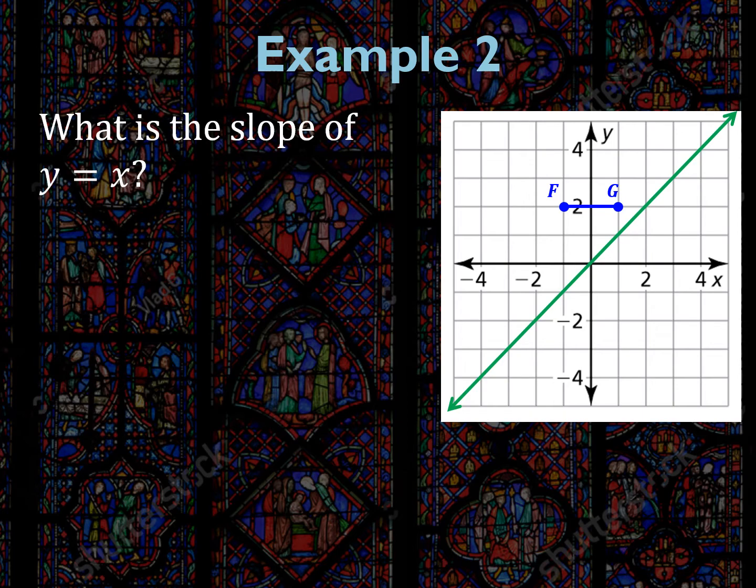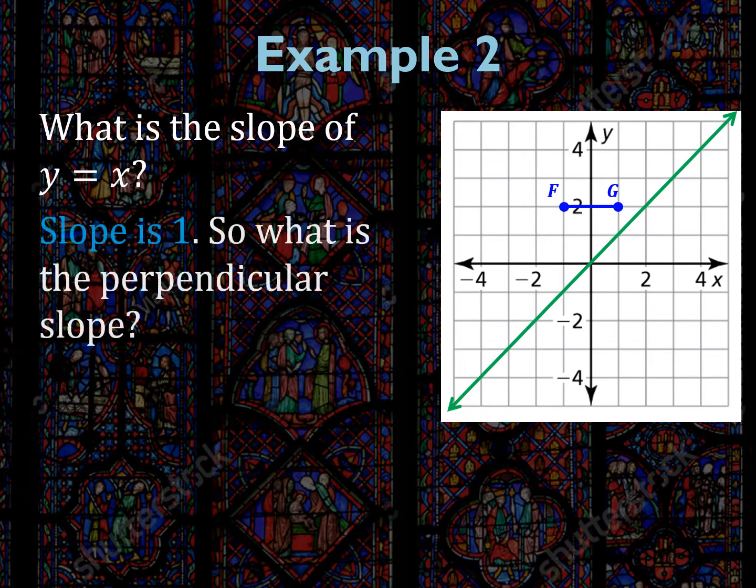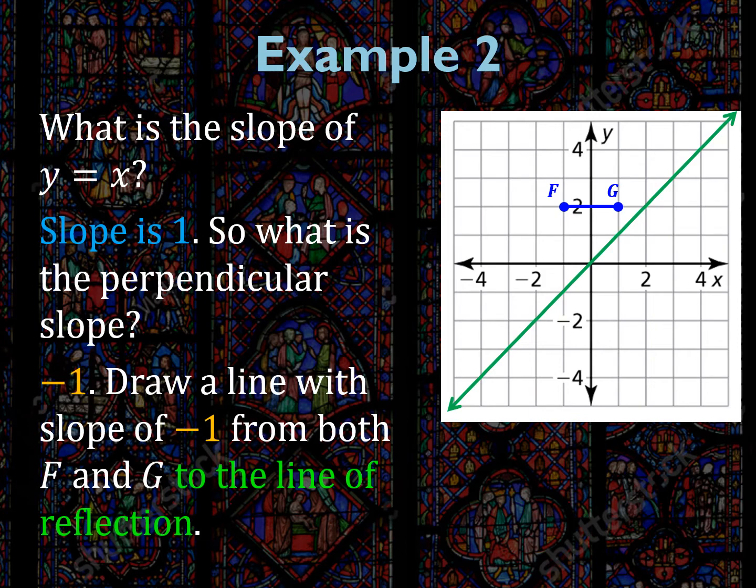So what is the slope of y equals x? Well, as I mentioned, it is 1. So if you remember from chapter 10, the distance from a point to a line is the length of the perpendicular segment from the point to the line. So the perpendicular slope is -1. So what we're going to do is draw a line with a slope of -1 from both points F and G to the line of reflection. So those are those little black segments.